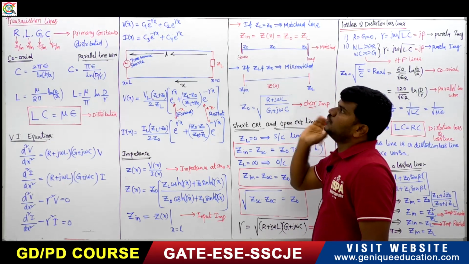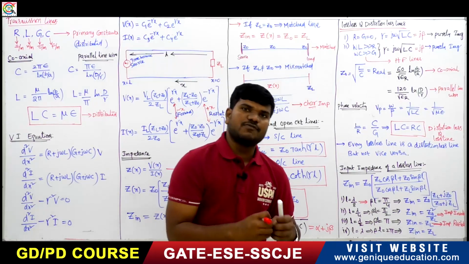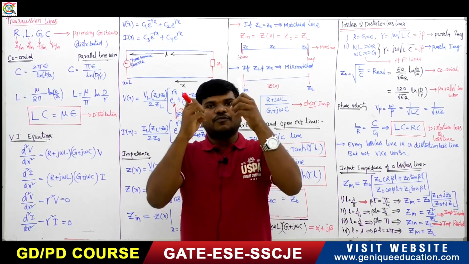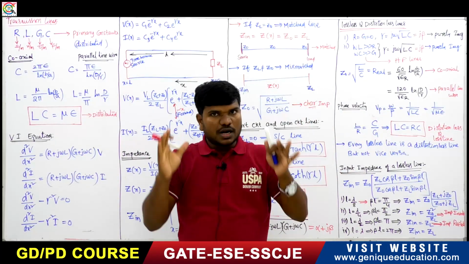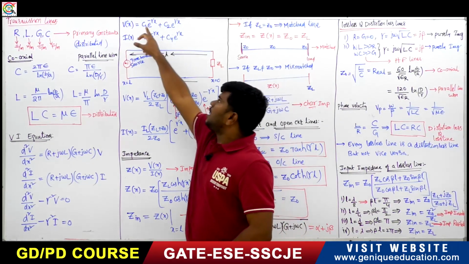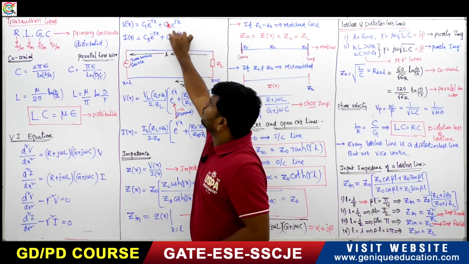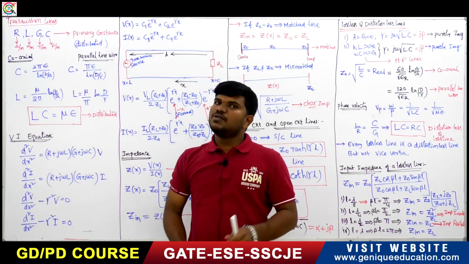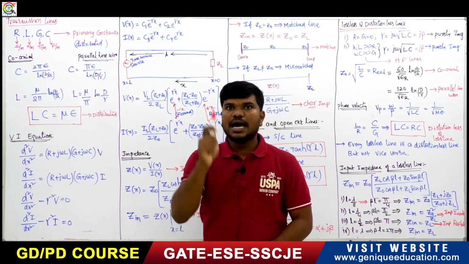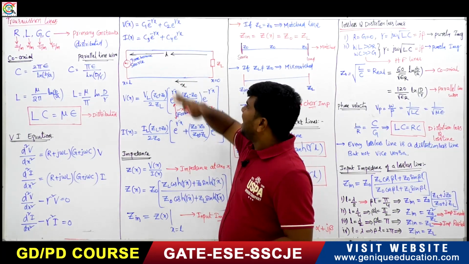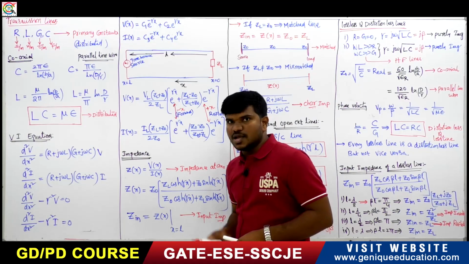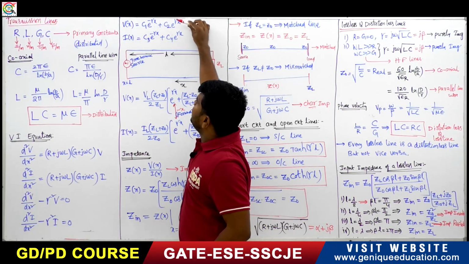Here one important thing you should understand: every wave, even if it is an EM wave or a VI wave, as it moves away from the source, its amplitude will decay exponentially. So either V(x) or I(x) has two components, one in the positive direction and one in the negative direction. Both are exponentially decaying. So V(x) and I(x) both are exponential decays. If you observe, this is also an exponential decay, and this is also an exponential decay.